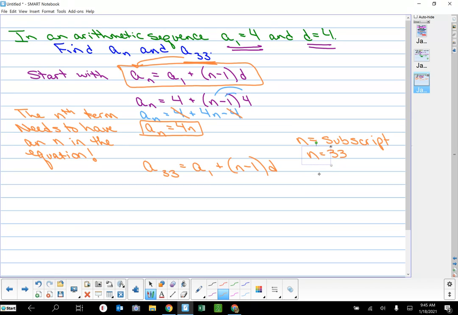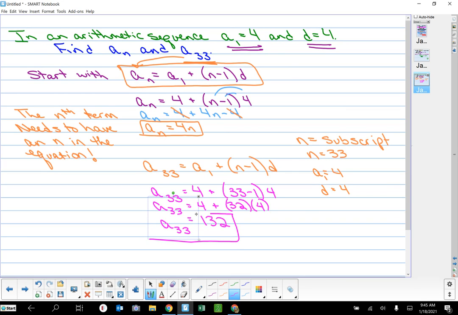And we know A sub 1 equals 4, and D also equals 4, so we know everything. So we're going to plug some stuff in here. Let's go A sub 33 equals 4 plus n is 33 minus 1, and D is 4. So now just make sure you do your order of operations or plug it into a calculator the right way. This is 32 times 4. So you end up with A sub 33 equals 132.